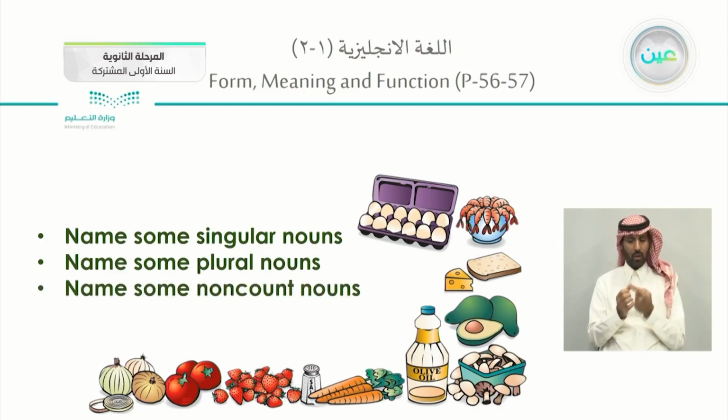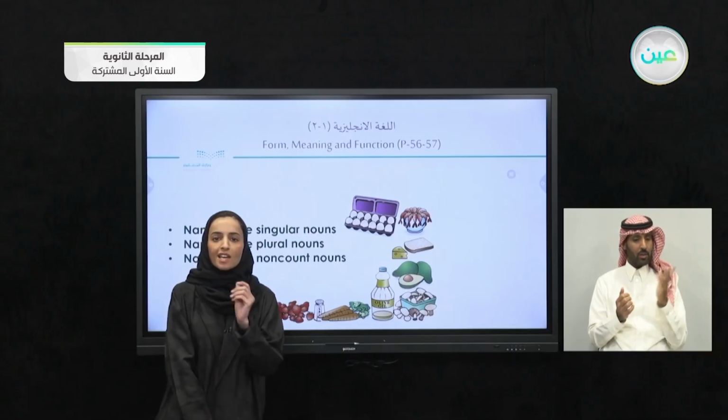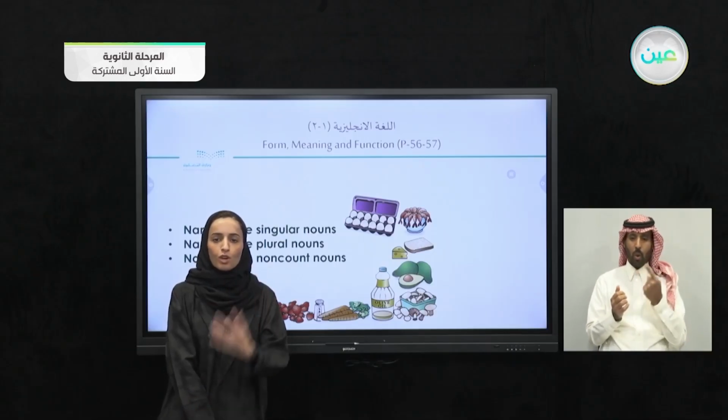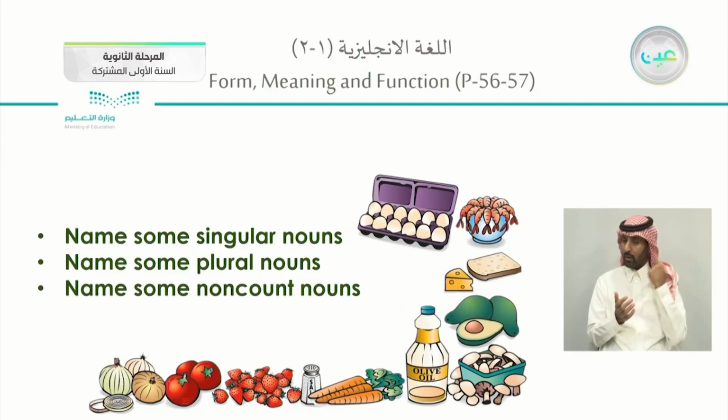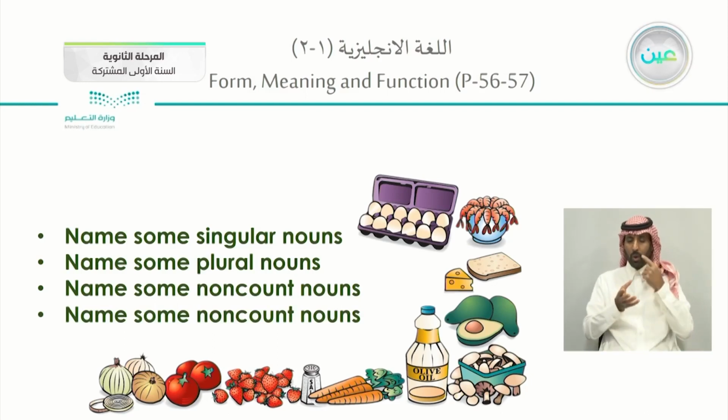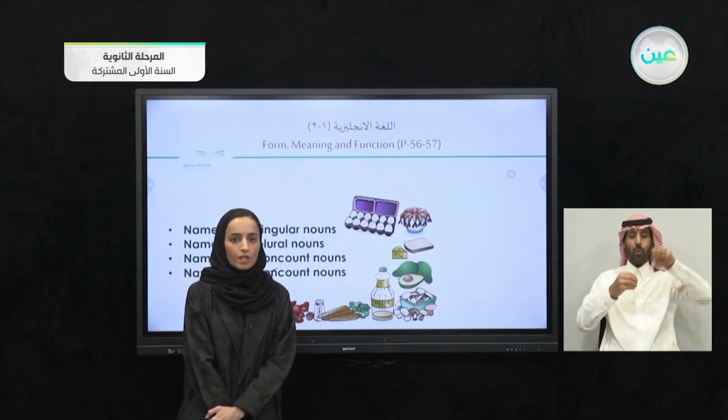How about non-count nouns? Nouns that I can't count. I can't say 1, 2, or a number. I can think about cheese, bread, oil, and salt. These are non-count. You can't give a number. How about the count ones? If we're speaking about the count nouns, I will speak about egg, eggs, shrimp, shrimps, avocado, avocados. We're having carrot and carrots, strawberry and strawberries. So one or more than one, these are the count nouns.